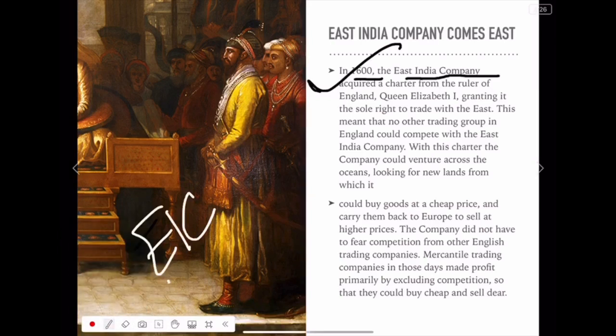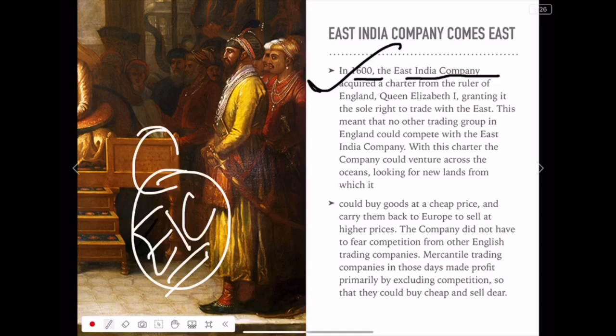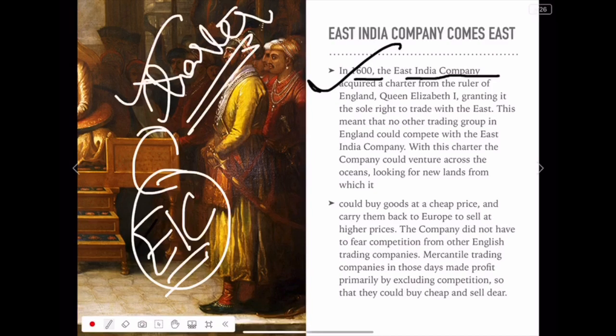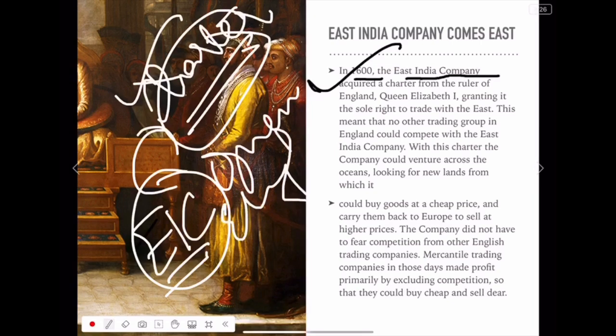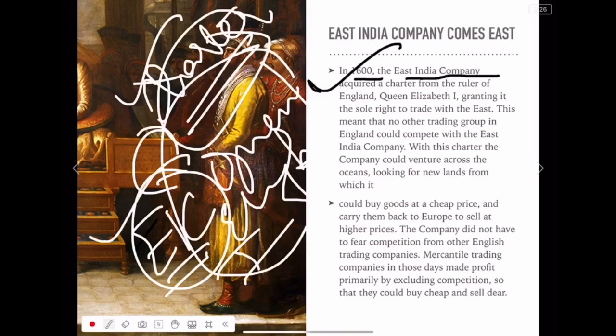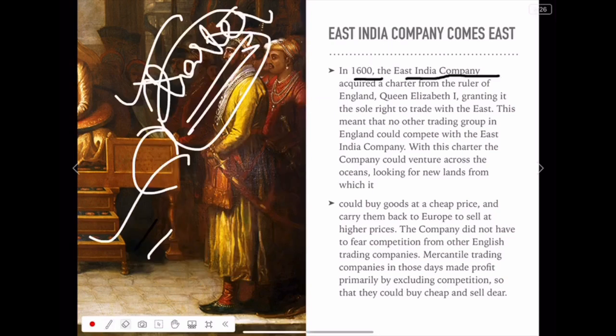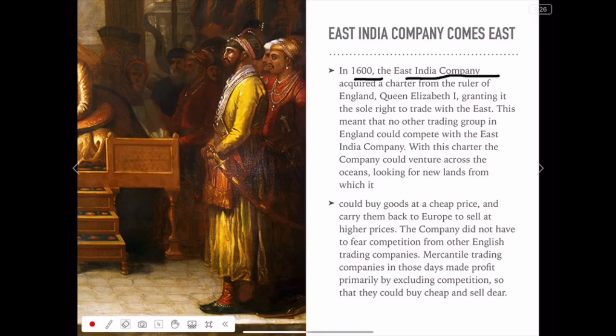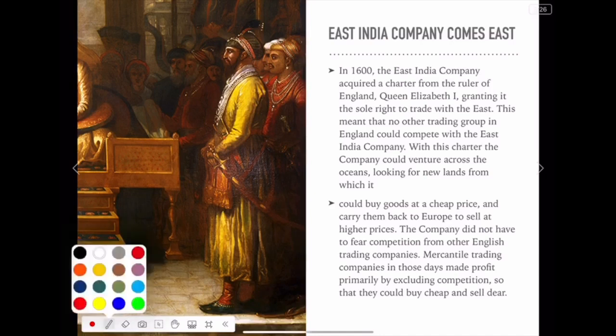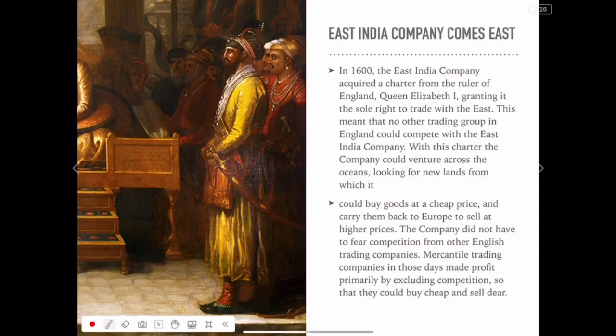So the East India Company basically acquired a charter. What's a charter? It's a written grant of permission. From whom? Queen Elizabeth I. So they acquired a charter from her. Basically, this charter said that no other trading companies could rule in the country where the EIC was trading. For example, they came to India for trading.